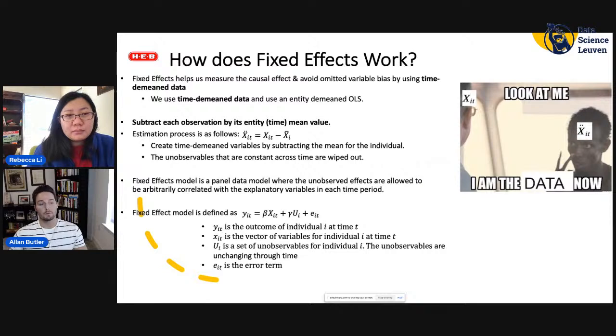So how does fixed effects work? Fixed effects helps us measure the causal effect and avoid omitted variable bias by using time-demeaned data and an entity-demeaned OLS. For each variable of interest, we capture all time variant factors, such as various basket statistics. That means for each variable of interest, we subtract each observation by its entity mean to take out those unobservable entity unique but time invariant variables impacting our outcome variable. By doing this, the unobservables that are constant across time are wiped out.